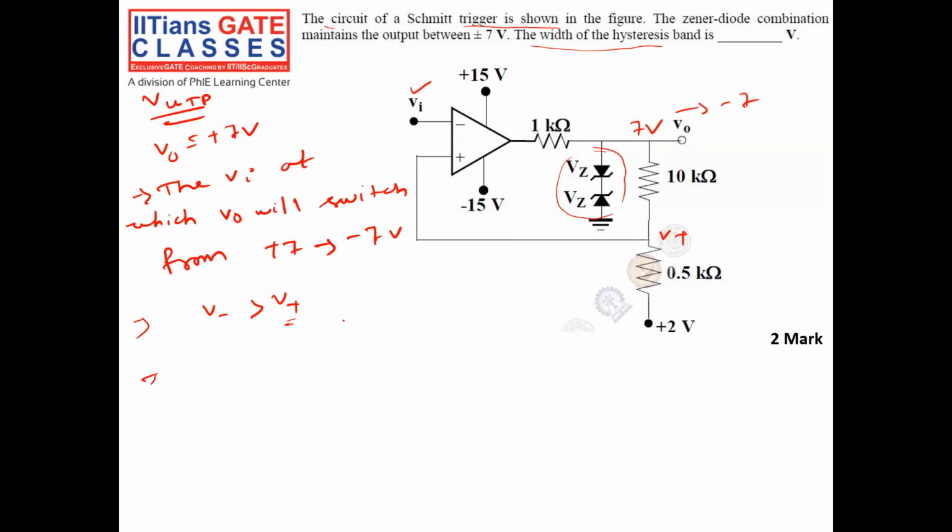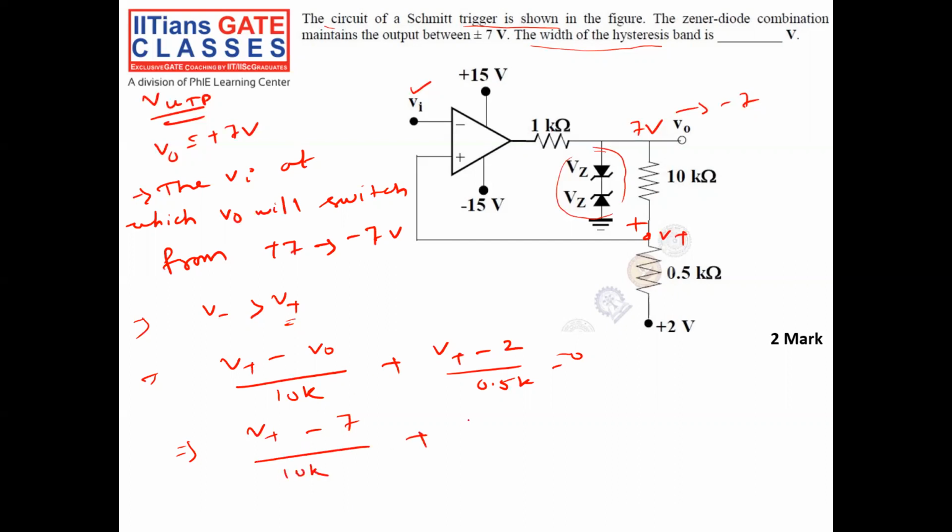Let's put a nodal equation here at V positive, this positive node. So V positive minus V0 divided by 10K, plus V positive minus 2 volt divided by 0.5k, is equal to 0. This implies V positive minus 7 volt, the output, by 10k, plus V positive minus 2 by 0.5k, is equal to 0.